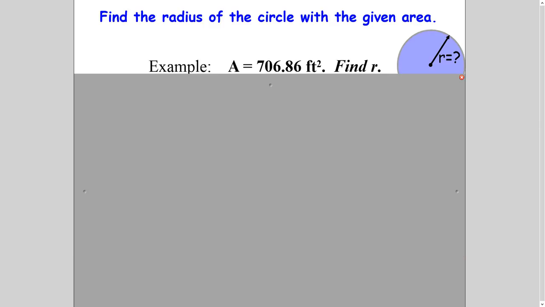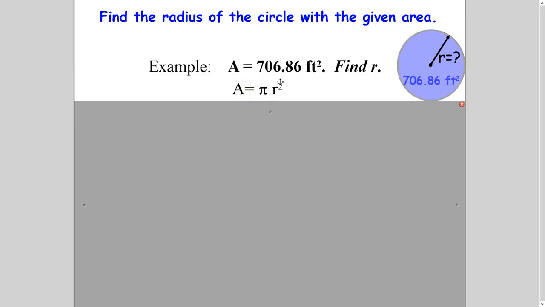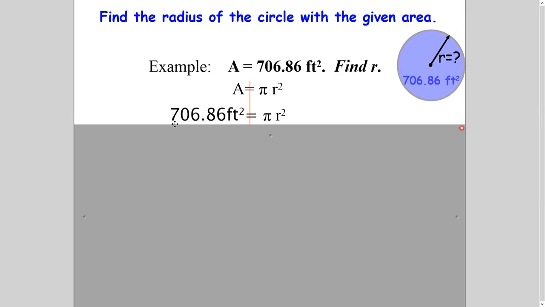So let's try an application problem. Find the radius of a circle with a given area. So we need to find the radius. The area is 706.86 feet squared. Here is our formula, area equals pi r squared. And so we plug in the A right there, and then we're going to solve.